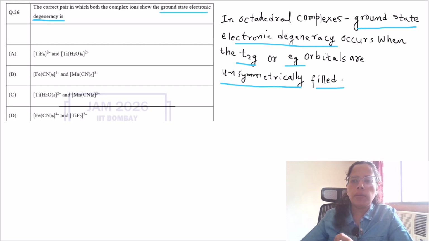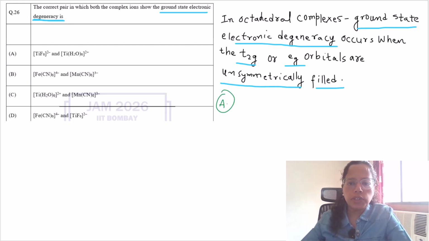In order to answer this question, we have to write the electronic configuration of these central metal ions in their given oxidation states. So first of all, let us see what options we have. In A, we have TiF6 2-. If you have good practice, you can directly find the oxidation states. So titanium is +4 in option A. And also we have Ti(H2O)6 2+. For F6 2-, we have the +4 oxidation state for titanium, but in Ti(H2O)6 2+, we have titanium in the +2 oxidation state.